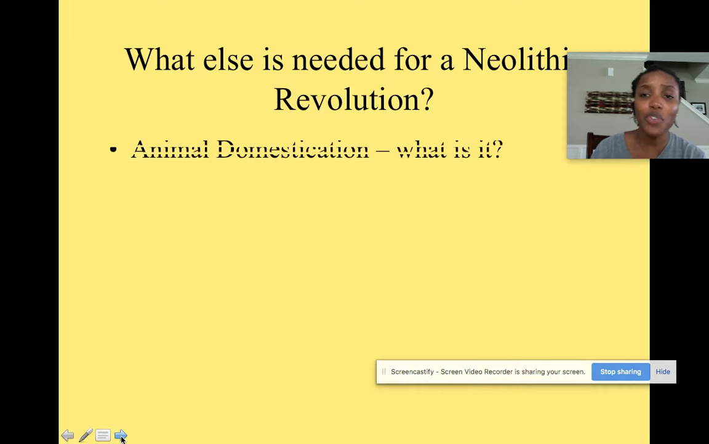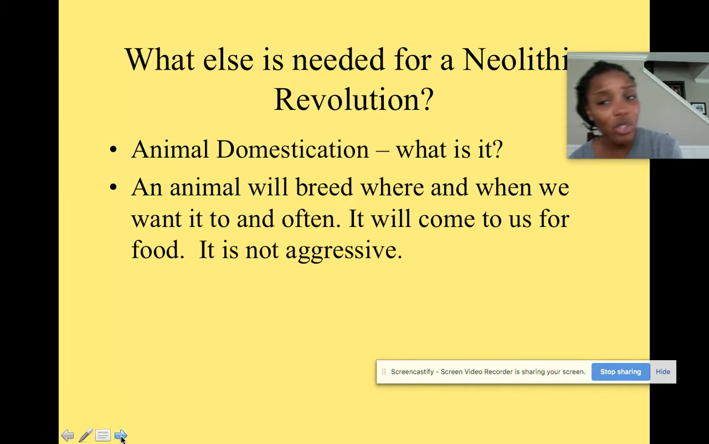What else is needed for the Neolithic Revolution? Animal domestication. What is it? We can take a male animal and a female animal, breed them to create more, and then use those animals for food. An animal will breed where and when we want it to, and often, and it will come to us for food, not we follow them for food.